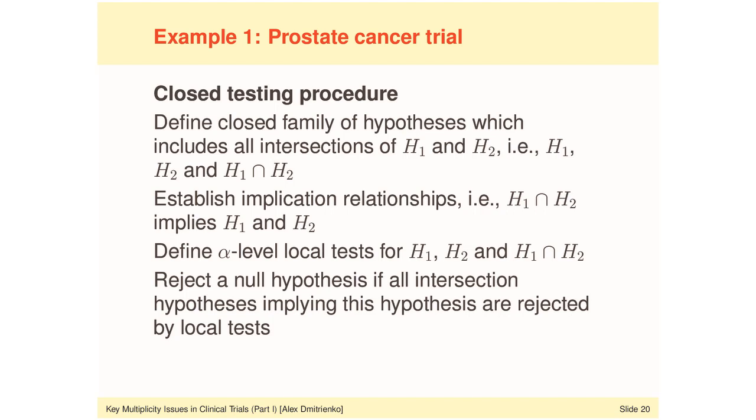But finally, step 4. This step defines actual decision rules for each null hypothesis. The closed testing procedure rejects a null hypothesis, for example H1, if all intersection hypotheses implying this particular hypothesis are rejected by their local tests. So once again, as I said a minute ago, this was a very general framework for building closed testing procedures. And now we're going to take a look at the applications of this general principle to example 1.